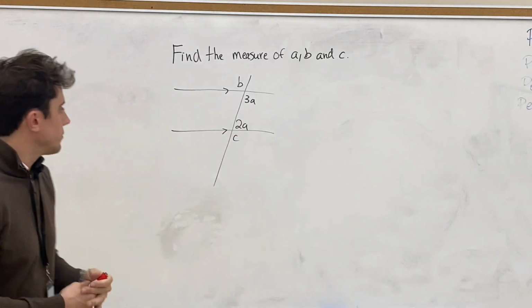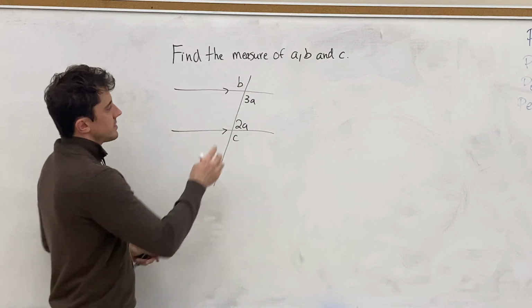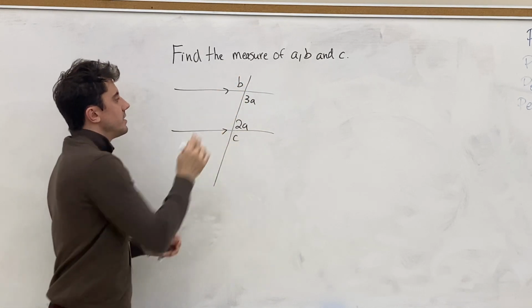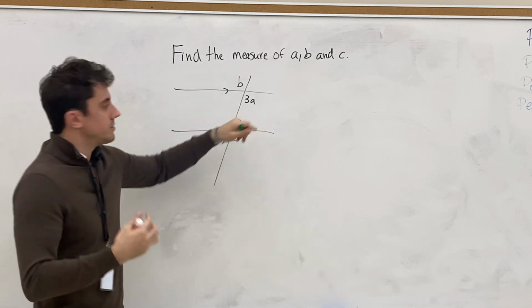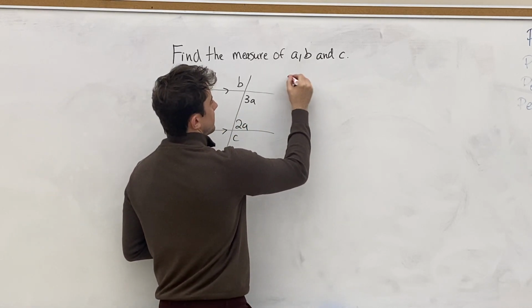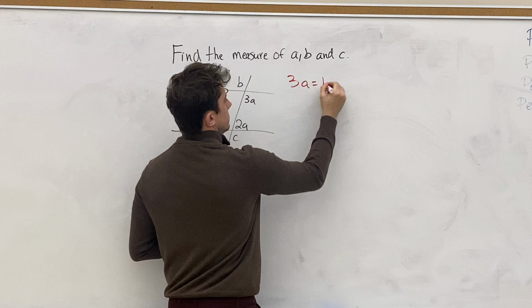Okay? So to start things off, we might notice that 3A and B are vertically opposite angles. And we know that that means they're equivalent. And so that means that 3A is equal to B.